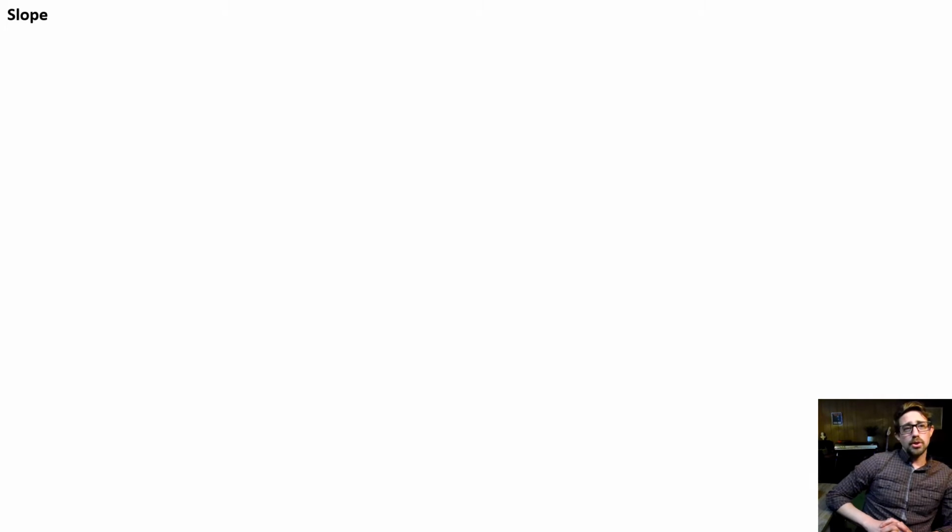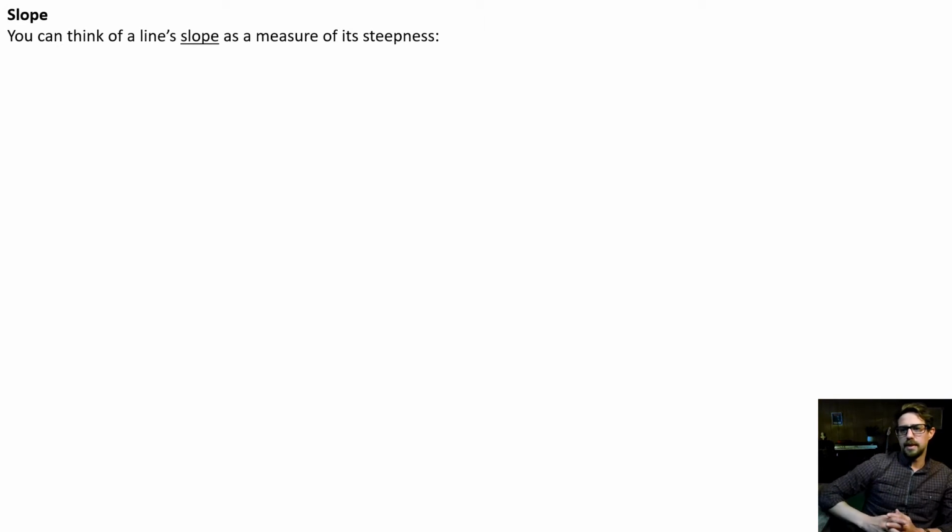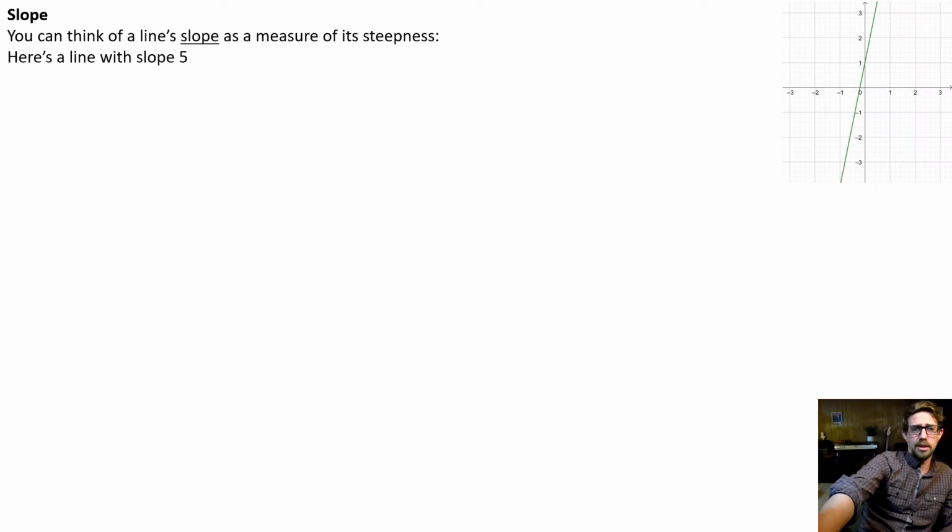Hello. Slope is an important concept in math, and for right now, it only refers to lines. For right now, you can just think of it as a measure of the steepness of a line. That's not a technical term, steepness, but I want you to know what it looks like intuitively. So here are some lines with some slope.